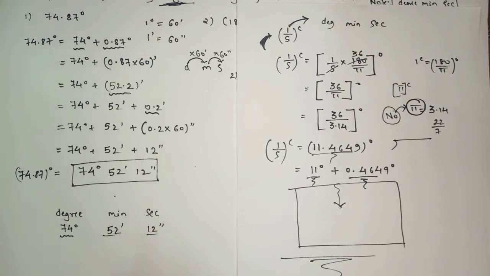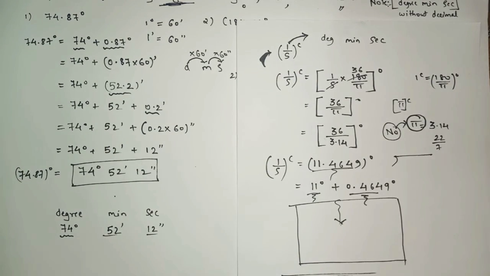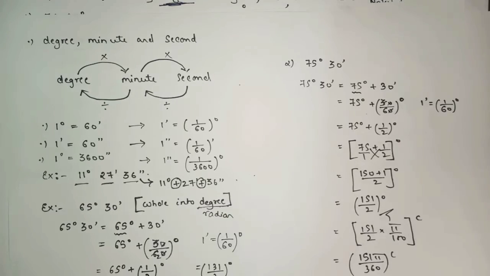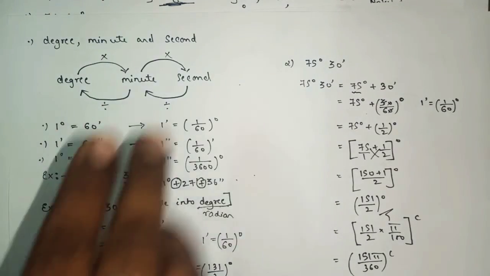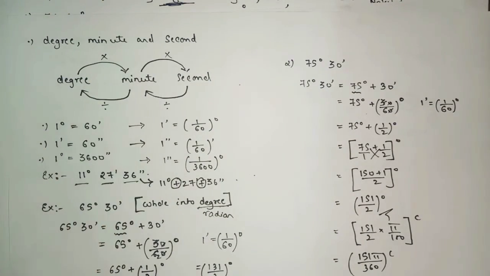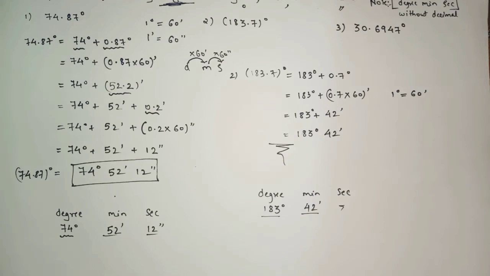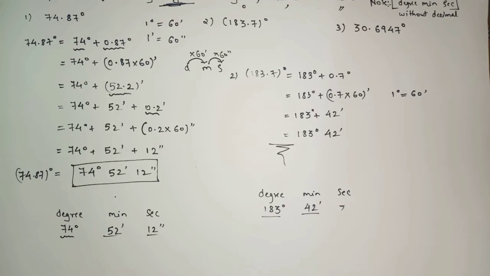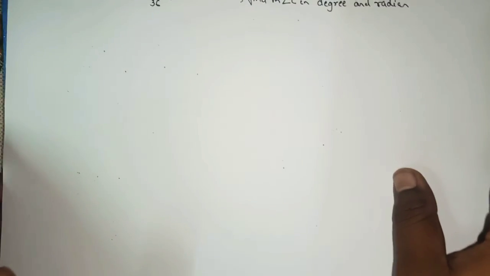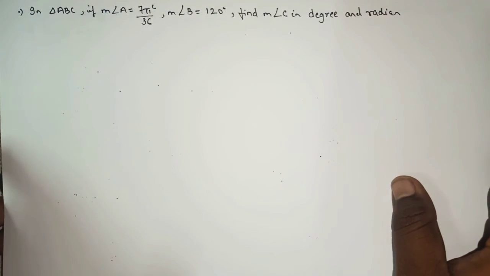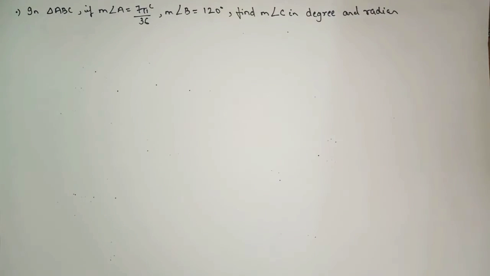Okay, so I hope you all understood the method, how to express the following angles in degree, minute and second, and how to convert degree to minute and minute to second, and the reverse process, second to minute and minute to degree. So let's take a few more sums from the exercise. The same sum is there in the exercise. Now we'll see how to solve this sum.